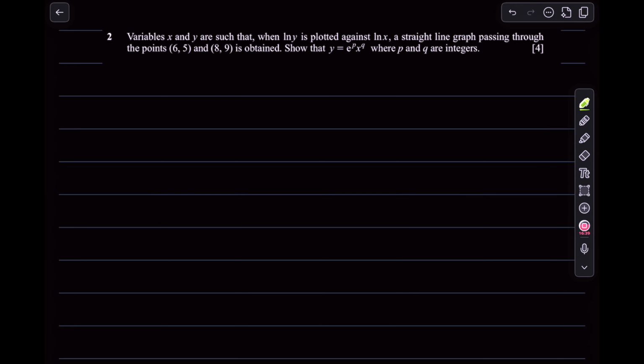So let's take a look at this final question, which will really help you ease your concerns. And I hope now your concepts are already very much clear. So let's take a look. Variables x and y are such that when ln y is plotted against ln x, so I know my y term is basically ln y and my x term is already ln x.